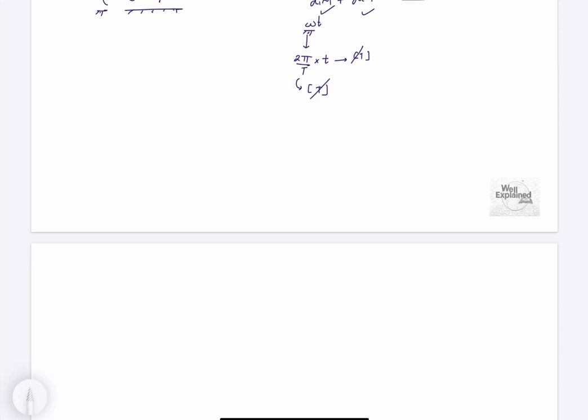Next part is about significant figures and rounding off. Well, we have only three more to go: significant figures and rounding off, that's number one; error analysis, number two; and finally, Vernier caliper and screw gauge.